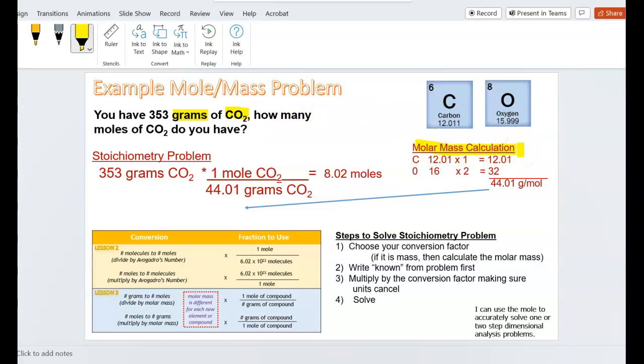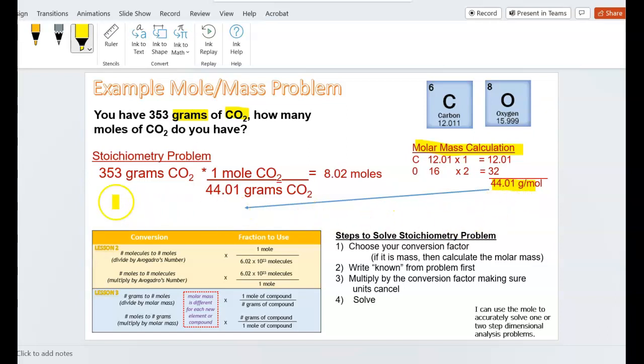So I'm going to find the molar mass of carbon dioxide, which is what I've done over here. I list out what I have, carbon and oxygen. I find the molar mass from the periodic table, multiply by how many I have, and then add them up. So the molar mass of carbon dioxide is 44 grams per mole. And now that becomes my conversion factor. That is 44 grams of carbon dioxide in every 1 mole of carbon dioxide.